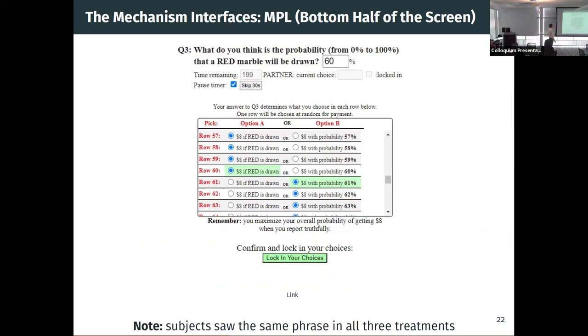Here's what the interface looks like for the MPL. Literally, I just showed it to you earlier. You click here and it picks option A, prior to that, option B, below that. It always had this language. Remember, you maximize your overall probability of getting $8 when you report truthfully. That's important. This sentence appears in all the treatments. And you click your choice and lock it in. Okay?